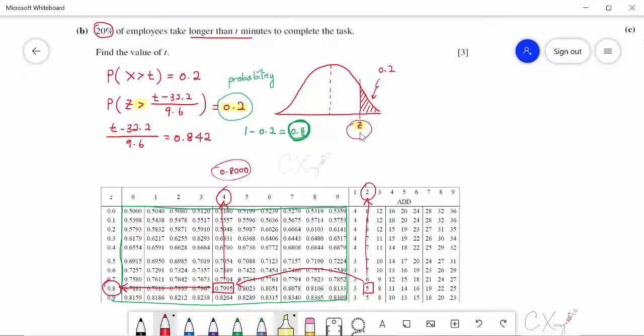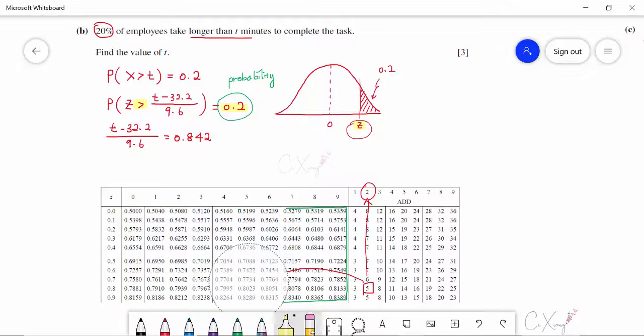Once you decide the exact value, you go back to your graph and have a look. Should this value of z be positive or negative? The center here is 0, so z is on the right hand side of 0, which means z should be a positive value. So the value here should be positive 0.842. This is how we get the correct z value from the normal distribution table.